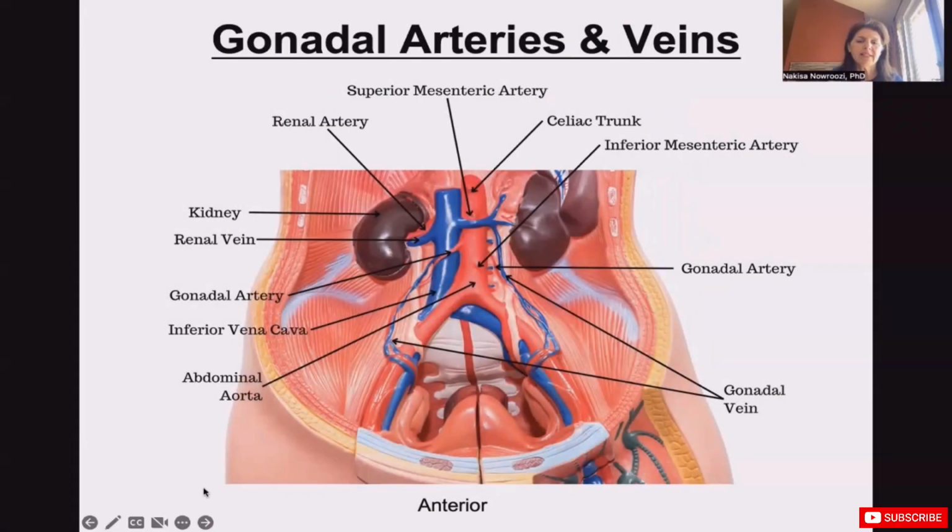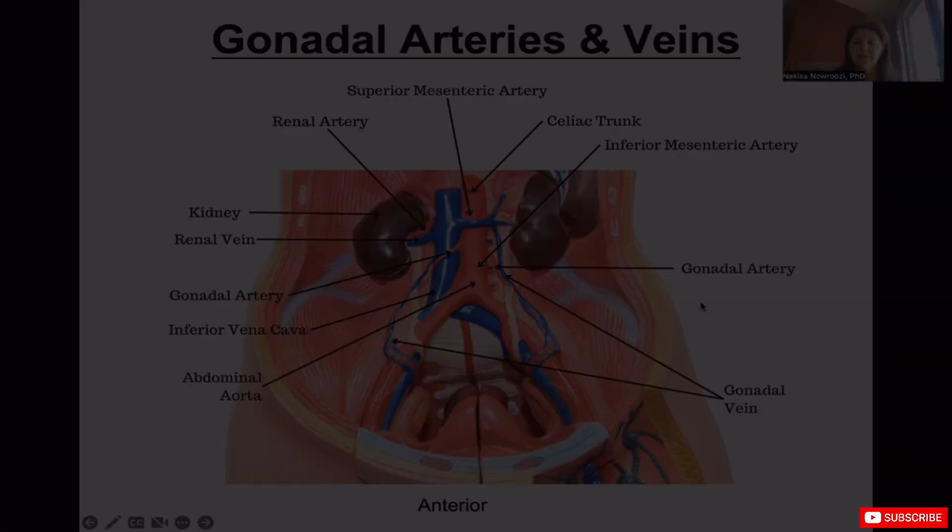Gonadal arteries and veins, they are very stringy-like structures that you can see here. This is, again, our abdominal aorta. It shows, again, celiac trunk, superior mesenteric artery, and inferior mesenteric artery. It shows us the gonadal arteries in red, these stringy structures, and gonadal veins in blue on both sides. Again, these are common iliac arteries, which then become internal and external iliac arteries.